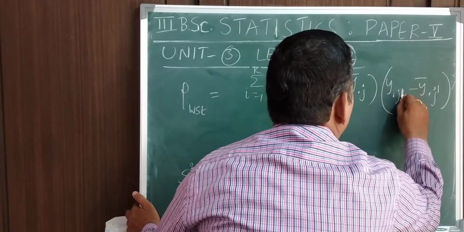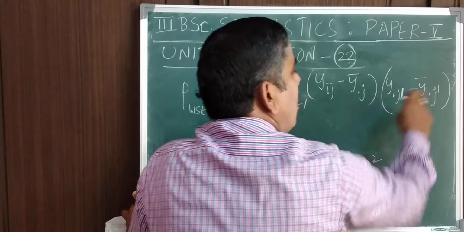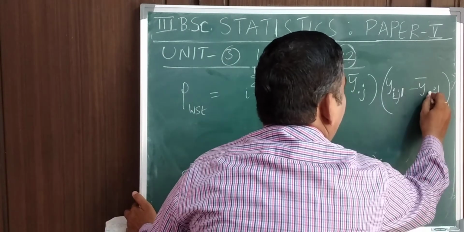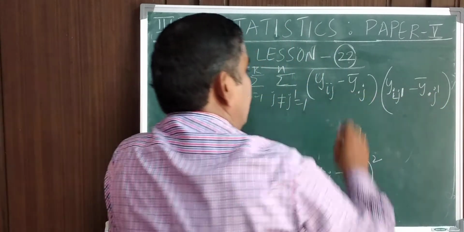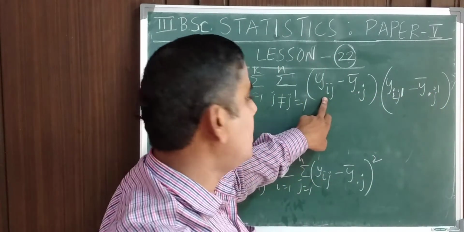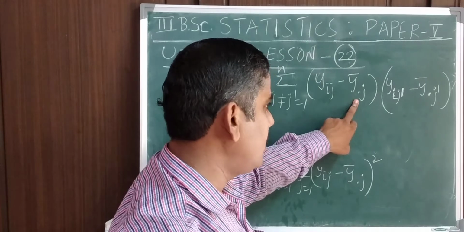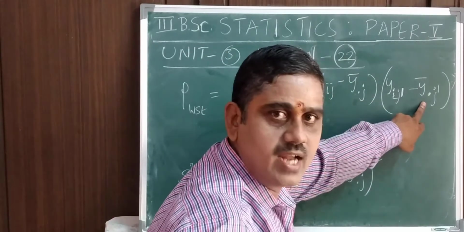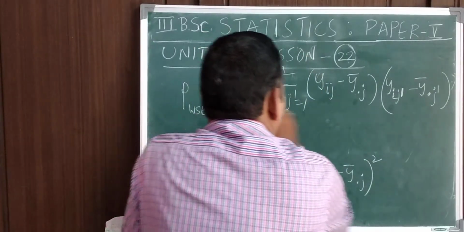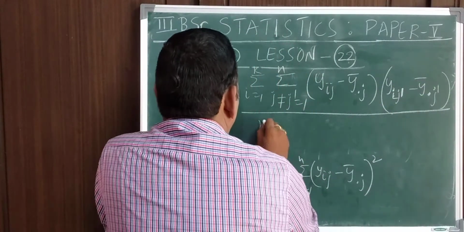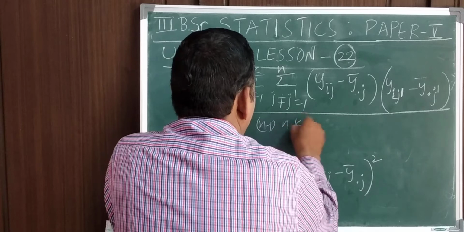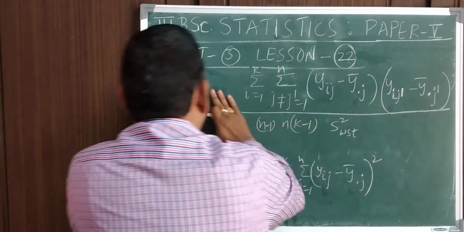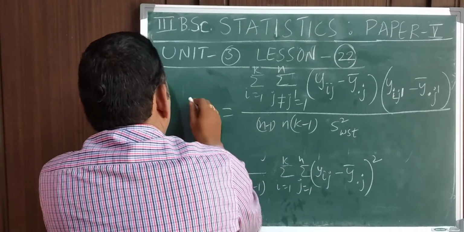Is it clear? Y_ij' minus y bar dot j'. This is i, this is dot. It's the same formula. Now you refer to (y_ij minus y bar dot j) multiplied by (y_ij' minus y bar dot j') divided by (n minus 1) into n into (k minus 1) multiplied by S squared WST. This is the formula of rho. I write here.